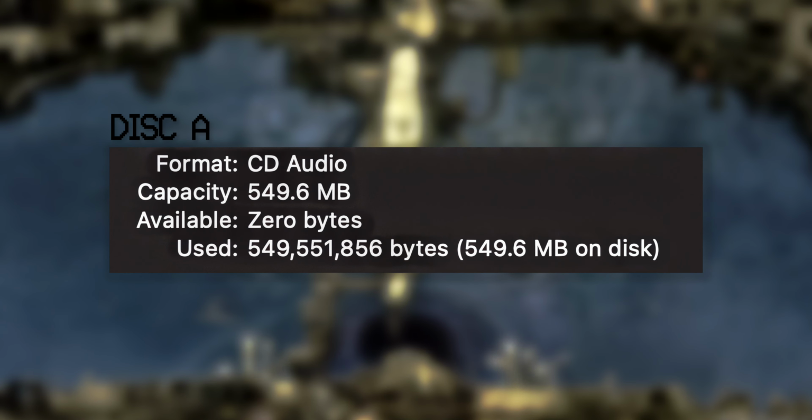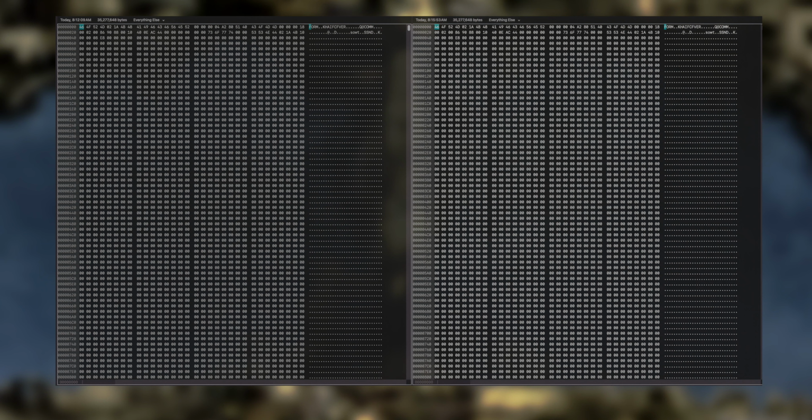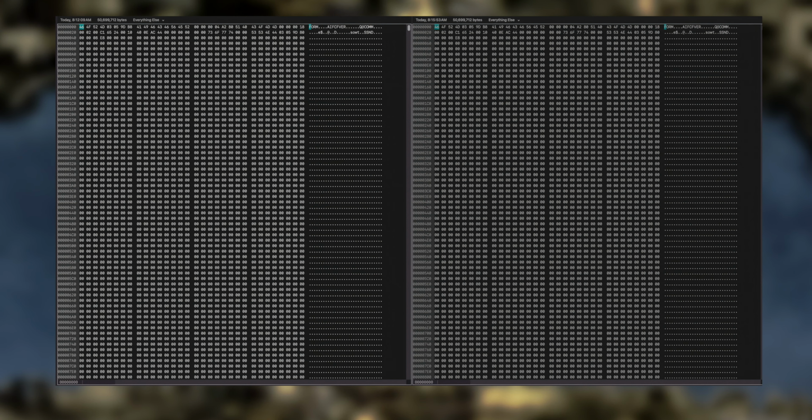And finally, here is the amount of data on this audio disc. 549,551,856 bytes. That's the same for both discs. Here is a visual side-by-side representation of the data that both discs have. Both disc A and disc D, when it comes to byte per byte comparison, are identical.